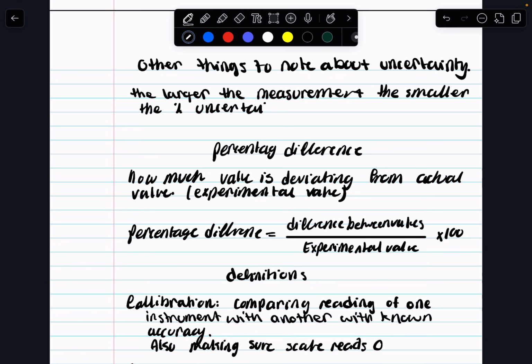Other things to note is that the larger the measurement, the smaller the uncertainty. We already said the percentage uncertainty is uncertainty over the measured value times 100. The bigger this value, the smaller the uncertainty that's going to give us, okay?